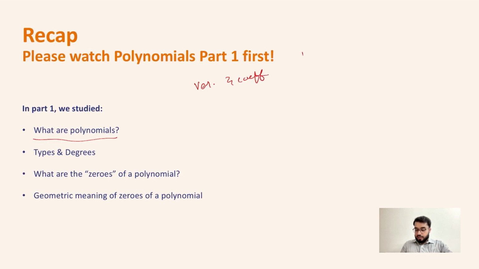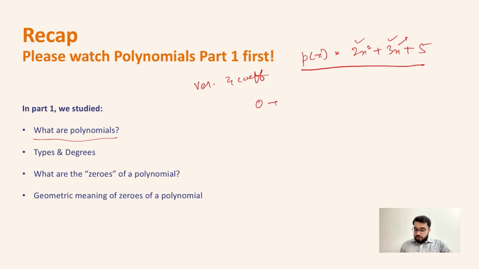So, what are polynomials? Polynomials are nothing but a combination of variables and coefficients. If I were to take an example, let's take the polynomial p(x) = 2x² + 3x + 5. This is a polynomial in which x is the variable and 2, 3 are the coefficients. Now, types and degrees. The types of polynomials depend on the degree of the polynomial. And what is the degree of a polynomial? Degree is the highest power of the variable in a polynomial.